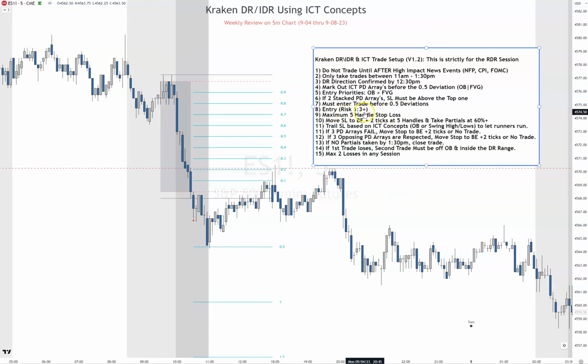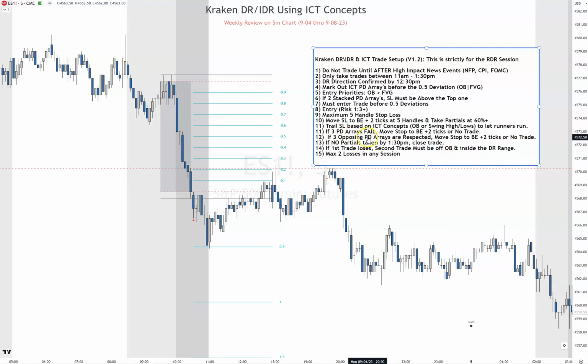Entry risk is 1 to 3, or the TP target is the 1 standard deviation. Down here is ideal, or 1 to 3. Maximum 5 handle stop loss. Move stop loss to break even plus 2 ticks at 5 handles and take partials at 60%. Trail stop loss based on ICT Concepts, order block, or swing highs and lows to let runners run.